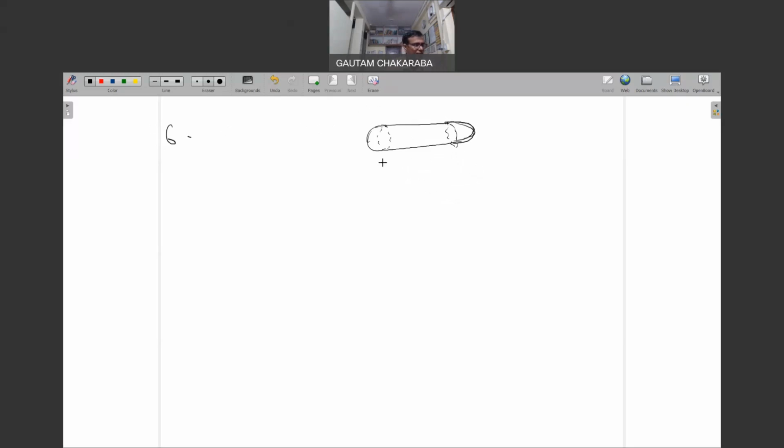Okay, and hemispherical end and total length. The thickness is 5 millimeter and total length is 14 millimeter. Okay, 14 millimeter. What is the radius? The radius is 2.5 millimeter. This is also 2.5 millimeter.